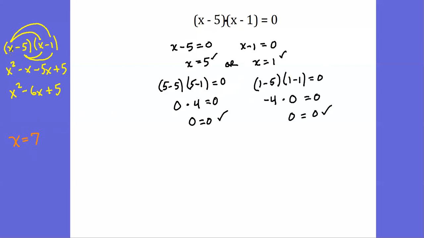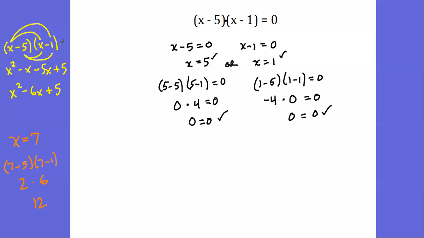So when x equals 7, this would be 7 minus 5. This would be 7 minus 1. And then I can simplify this. 7 minus 5 is 2, 7 minus 1 is 6, and 2 times 6 is 12.